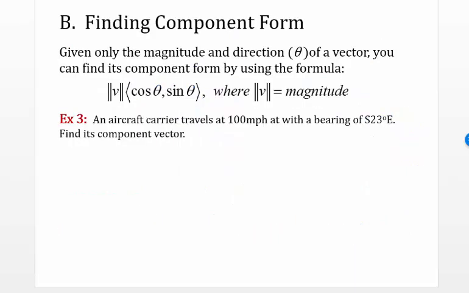All right, part B, finding component form. Now what happens though if they just give you the magnitude and the direction? They don't give you the initial and the terminal end. How are you going to find component form? Well, here's the formula you're going to use.